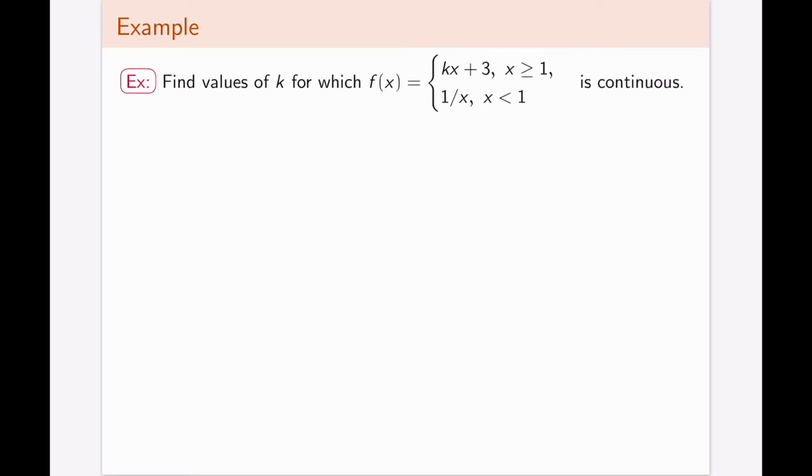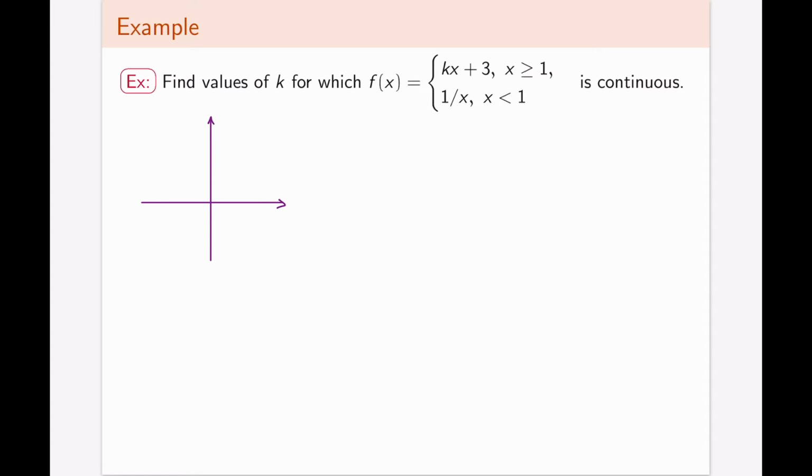So far we have two pieces. What looks like a line of some unidentified slope k, and what looks like a reciprocal function. And we're asked to find the values for k for which this function glued together is actually continuous. So let's again draw a picture to really understand what we have and what it is that we actually want in this case.